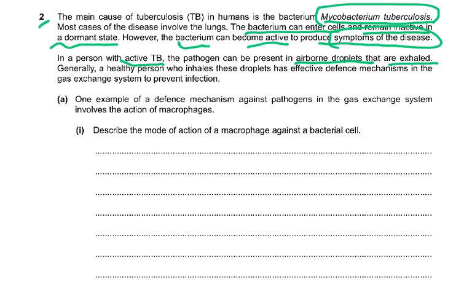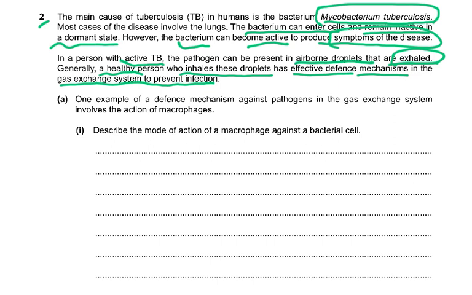Like for instance, a TB patient is speaking, so these airborne droplets are coming out of his mouth. And if somebody inhales those, then he is going to get TB as well, but maybe not. So it says in a person with active TB, the pathogen can be present in airborne droplets that are exhaled, not exhaled, please remember, inhale, exhale. Generally, a healthy person who inhales these droplets has effective defense mechanisms in the gas exchange system to prevent infection.